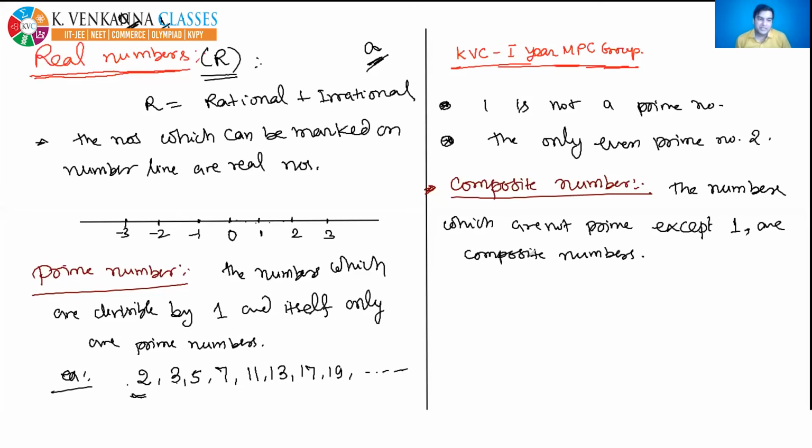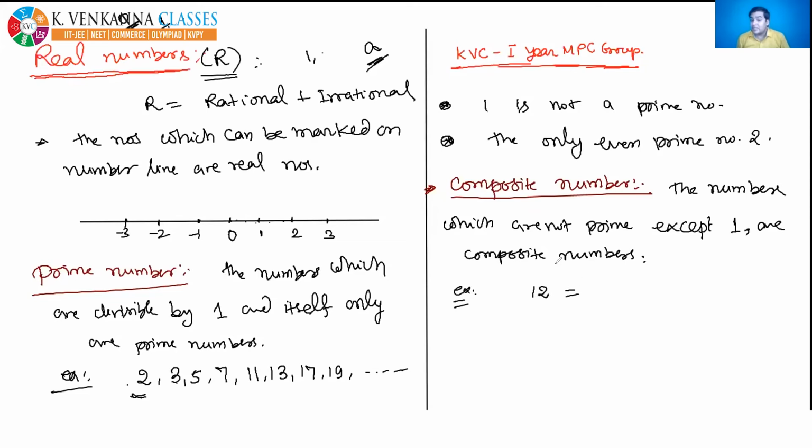Yes, some students are telling me composite numbers have more than or equal to 3 factors. Yes, you can say that, but the definition I am telling you is this. 3 factors means one factor is 1, the second factor is the number itself, and one more factor must be there. All things are correct, no problem. For example, 12. Yes, it's a composite number.